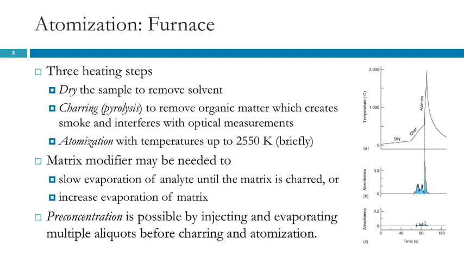It's also possible to do pre-concentration by injecting and then evaporating multiple aliquots before the charring and atomization steps. So you can inject a sample, heat it so it will dry, inject another sample, heat it so it dries. You could do that several times if you're trying to get a very low detection limit.